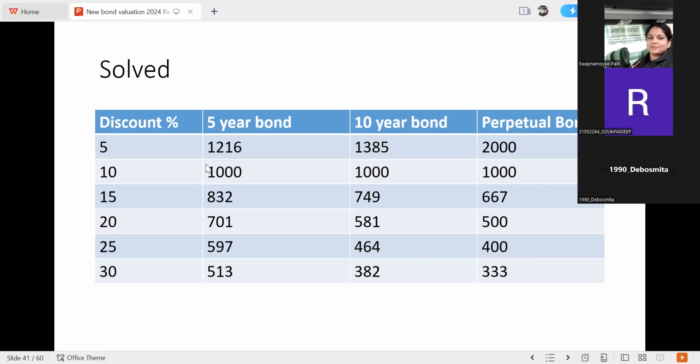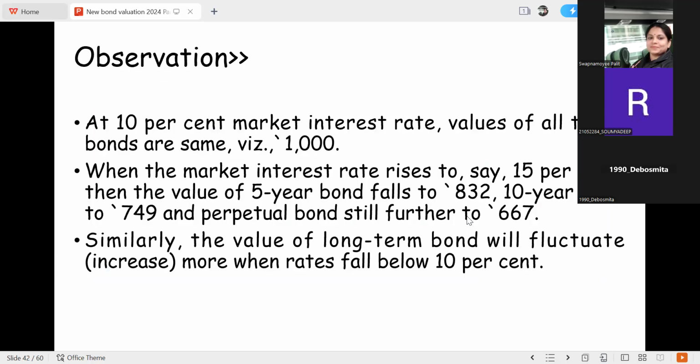Again, what you observe is values are declining, but the decline is faster for a perpetual bond. Similarly, if it is a 10-year bond, the decline is also fast, but less than a perpetual bond. And a 5-year bond is declining, but it is in a better position than your 10-year bond. Why? Because as the maturity period increases, you are more exposed to the market rate of interest fluctuation risk. So the bond value falls at a very fast rate if the maturity period is increasing.